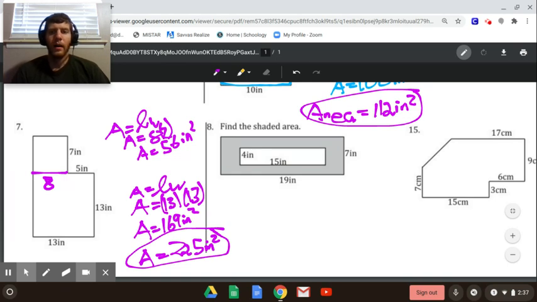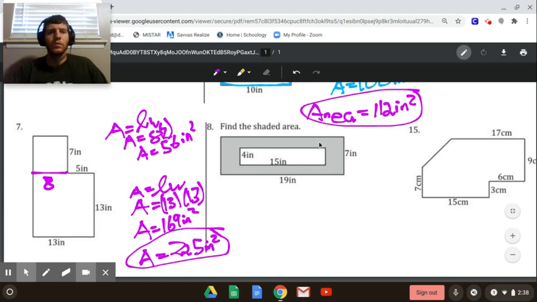Okay. Number 8 here wants us to find the area of the shaded region. So those first 2 problems were review problems. We're just doing composite area, taking the area of 2 different figures, so a triangle and a rectangle, and then 2 rectangles, and finding the total area. So the new stuff here was the area of the shaded region. So we're looking for this shaded in area around the small rectangle.